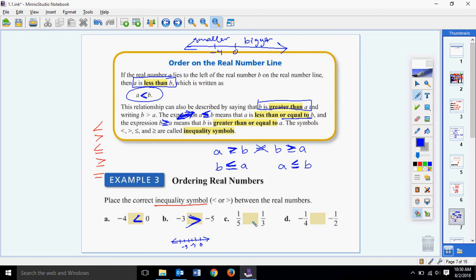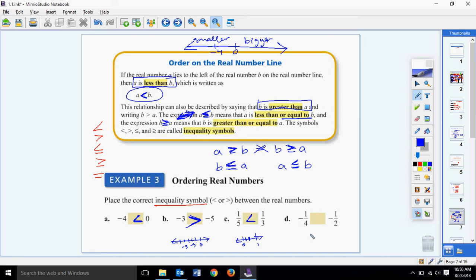1/5 and 1/3. Same thing. You can think about a number line if you want. You'd have 0. They're both positive numbers, so they're on the right of 0. And they're not quite yet up to 1. You would have 1/3 here and 1/5 closer to 0. So 1/3 is the bigger number.